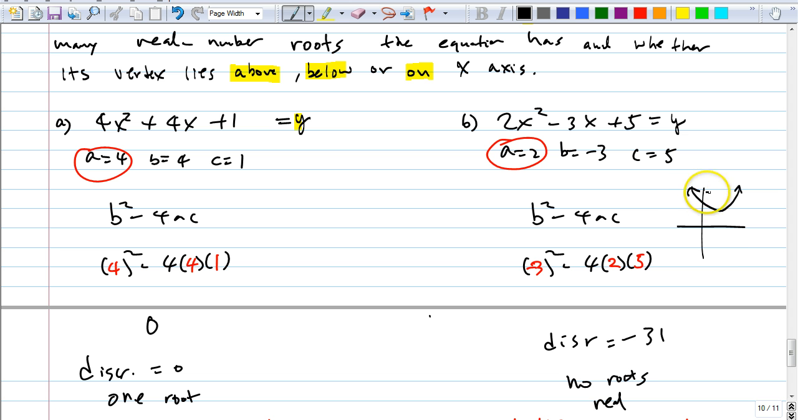Doesn't it have to look something like this? Can the vertex be below here, below the x-axis? Then you would have how many roots? 2. Guess what? So how many? Where is my vertex? Above.